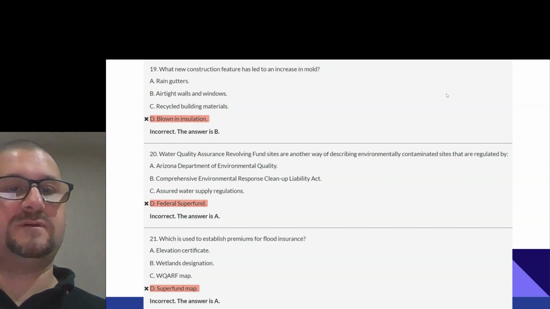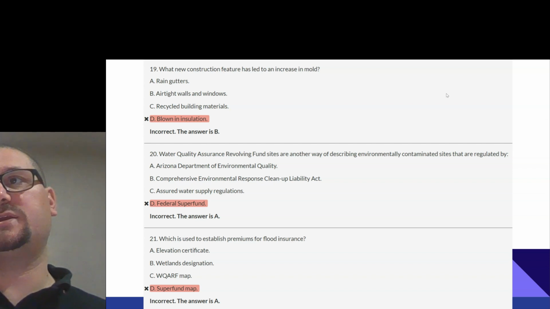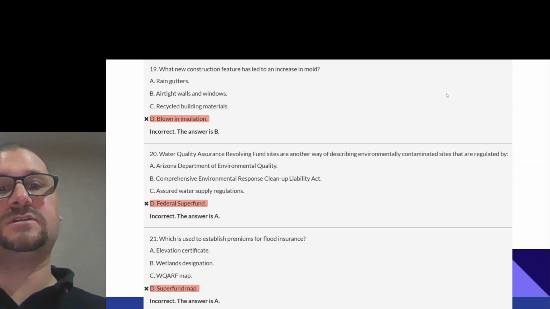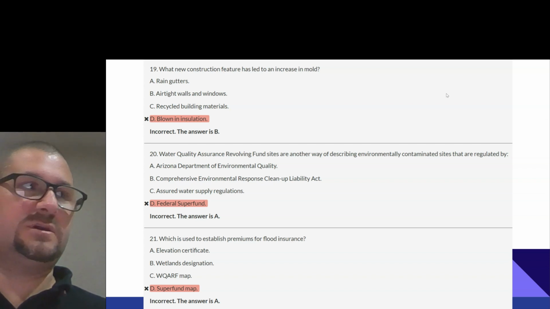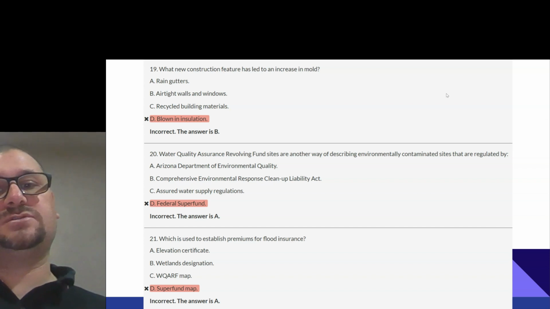Which is used to establish premiums for flood insurance? This one's going to be Alpha, elevation certificate. So how elevated is the land? Elevation certificate is used to establish premiums for flood insurance. So if you're very elevated, you should have a lower premium, right? Because you're elevated on a mountain top, right? But if you're at lower elevation, then you're more prone to getting flooded in a FEMA high-risk flood zone. So an elevation certificate is used to establish premiums for flood insurance.